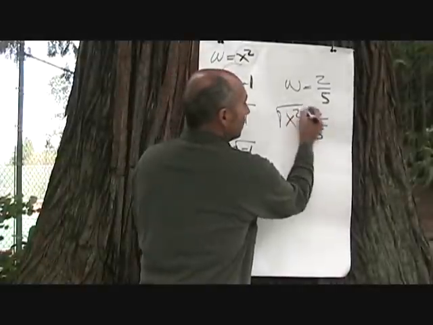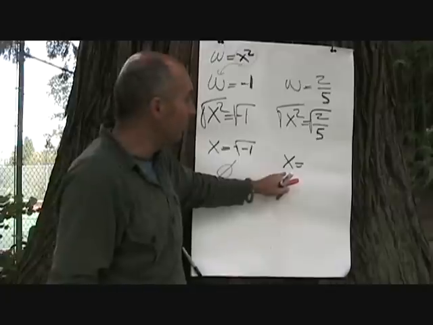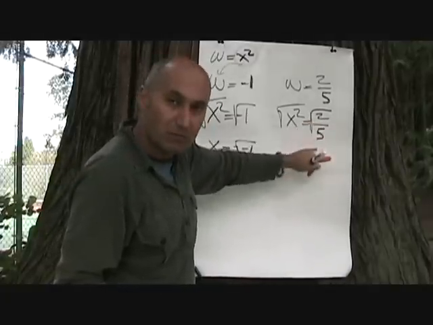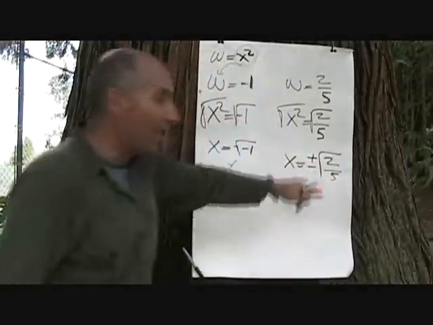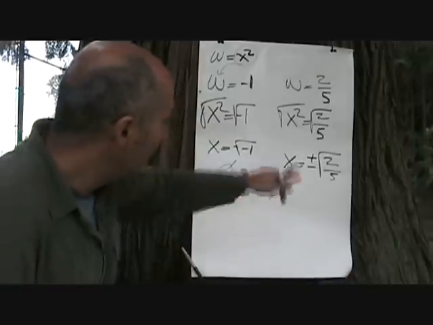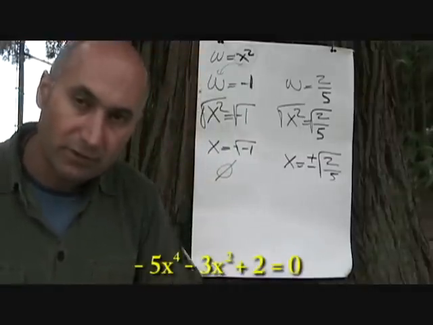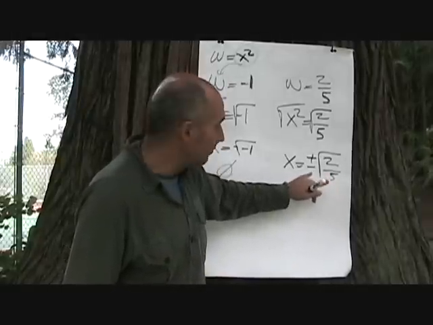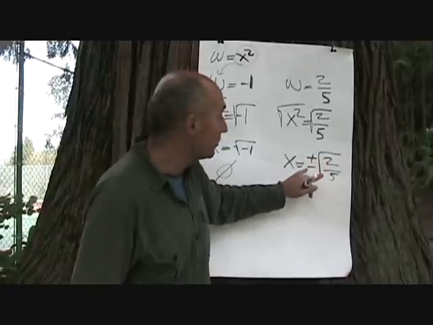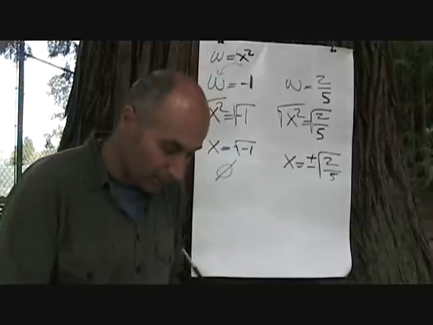And for this one, we take the square root of both sides. The square root of x squared is just x, right? That's why we take the square root of both sides, to get to x. And the square root of 2 over 5 is plus or minus the square root of 2 over 5. And that is our solution for our original expression, which was negative 5x to the power 4 minus 3x squared plus 2 equal to 0. If we're solving for it, these are our answers: x is equal to positive square root of 2 over 5, and x is equal to negative square root of 2 over 5.